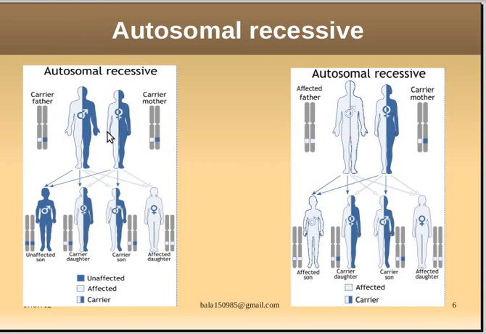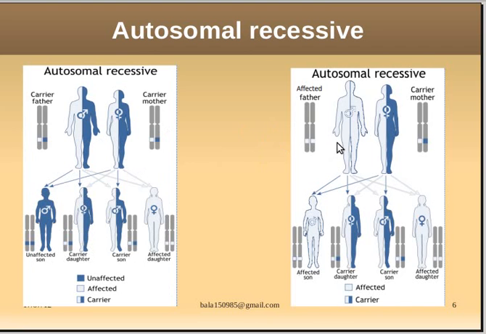Alright, when they join to produce offspring, the unaffected gene of the father may combine with the unaffected gene of the mother to produce an unaffected son or an unaffected daughter. If the unaffected gene of the father combines with the affected gene of the mother, they can produce a carrier daughter. Same goes for the son as well. If the affected gene of the father gets combined with the affected gene of the mother, then they can produce an affected offspring.